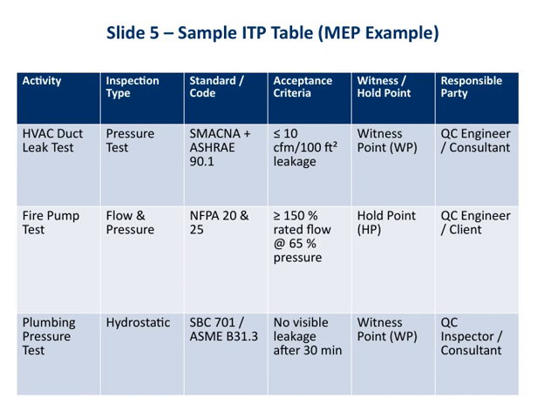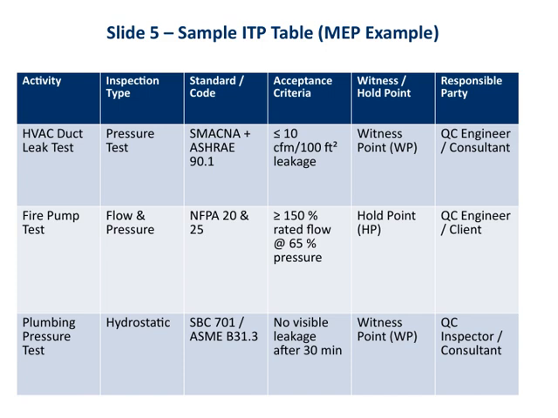Moving on to the fire pump test, it involves flow and pressure testing based on NFPA 20 and 25 codes. The acceptance criteria here are quite specific. The pump must deliver at least 150% of its rated flow at 65% of its pressure. This ensures the pump performs reliably under operational conditions. Finally, the plumbing pressure test uses hydrostatic testing standards from SBC 701 and ASME B31.3. The key point here is that there should be no visible leakage after 30 minutes, confirming system integrity.